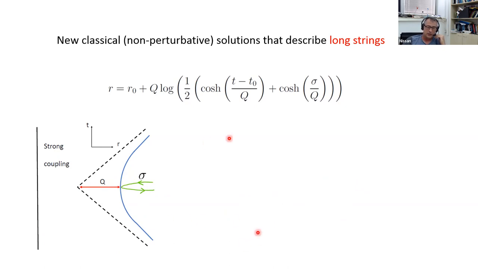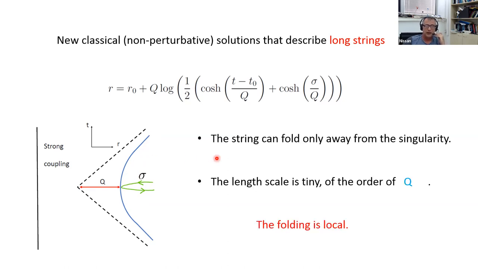And it does so at each time. And as time evolves, the location where it folds follows this blue line. Now, the nice thing about that solution is that when Q is small, then the size of this distance is very small. So this process is a local process, and this will be the case even if I just have locally a linear dilaton.